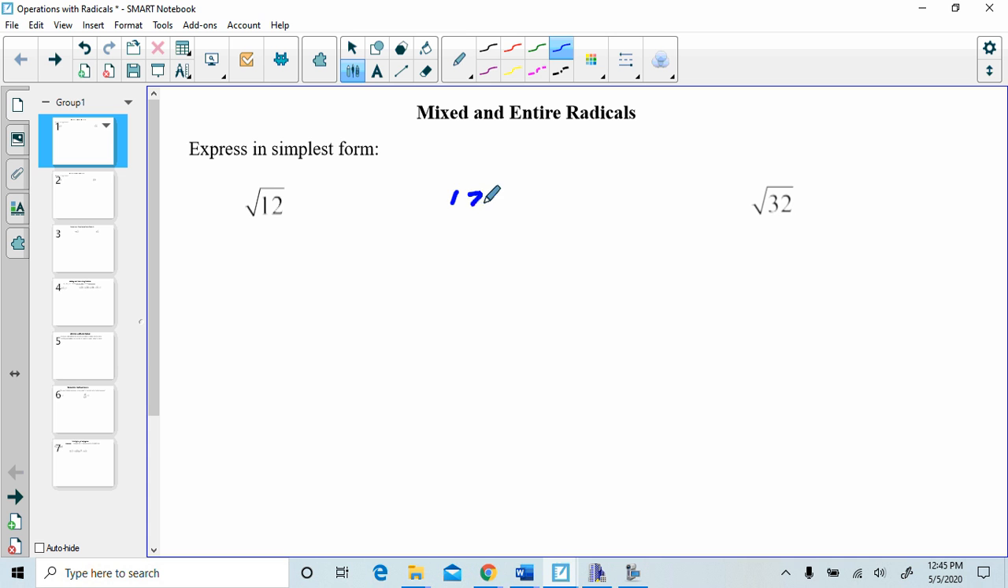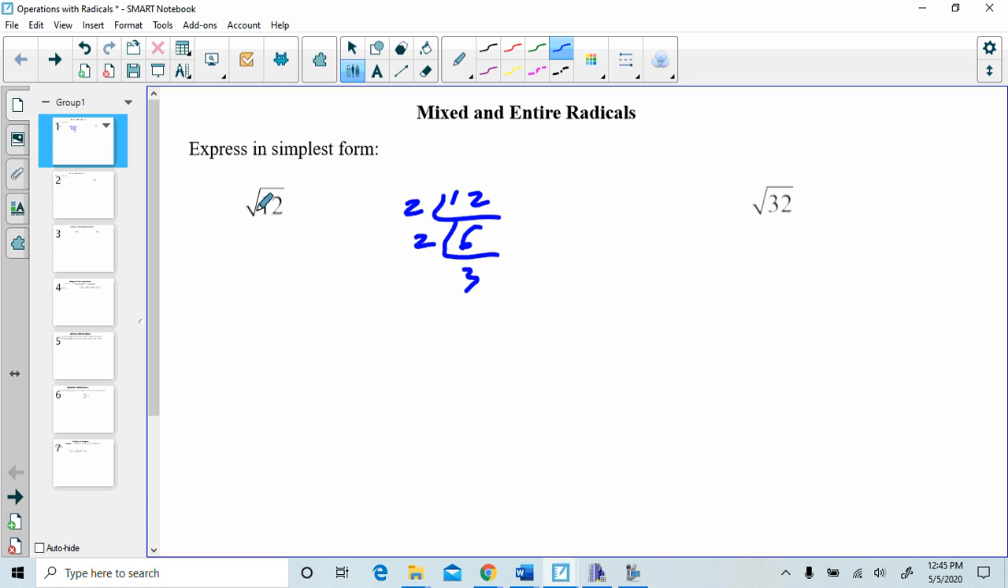So 12, we'll just do a ladder. If we take that, divide it by 2, we get 6. Divide by 2 again, we get 3. 3 is a prime factor, can't break it down any further. So these are your prime factors of 12. 3 times 2 times 2. That brings you back to 12.